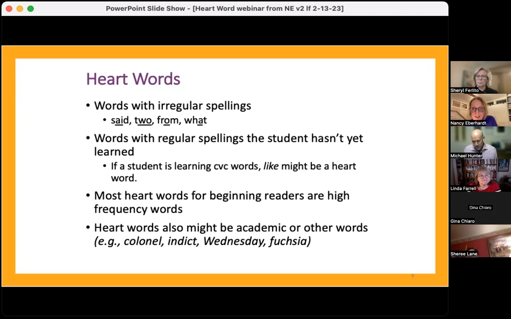Now, heart words. This is what we're here to talk about tonight. The heart words are going to be, first of all, words that have irregular spelling. They will be high frequency words that have irregular spelling, or they may be academic words that have irregular or unusual spellings that we need to own by sight.